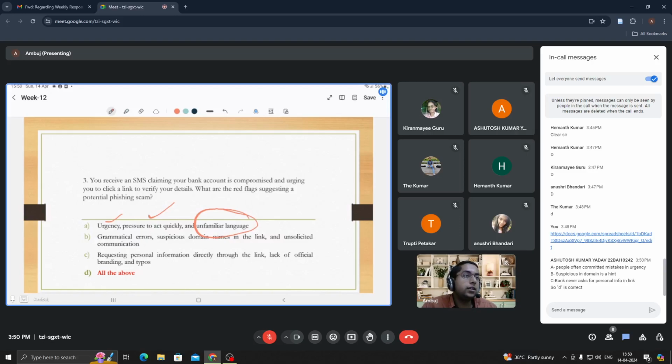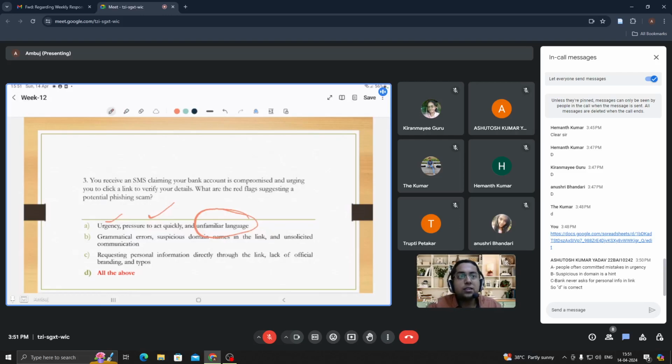Yeah, Ashutosh has written, people often commit mistakes in urgency. Great. Option A. Great. Suspicious domain is a hint. Great. Very nice. C, a bank never asks for personal info in a link. Very good. I am very happy that you have provided your interpretations. Very nice. Try to be this responsive in the entire session. Okay. No problem. Very good.